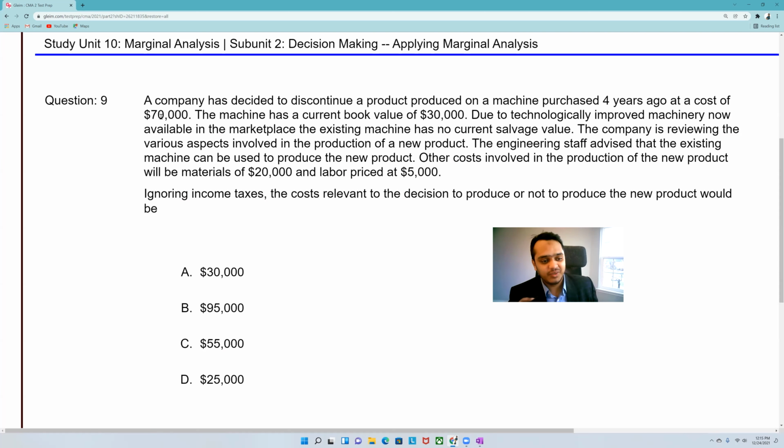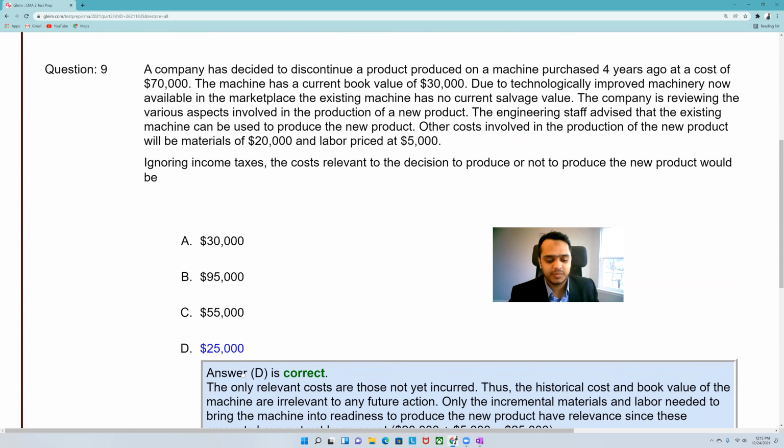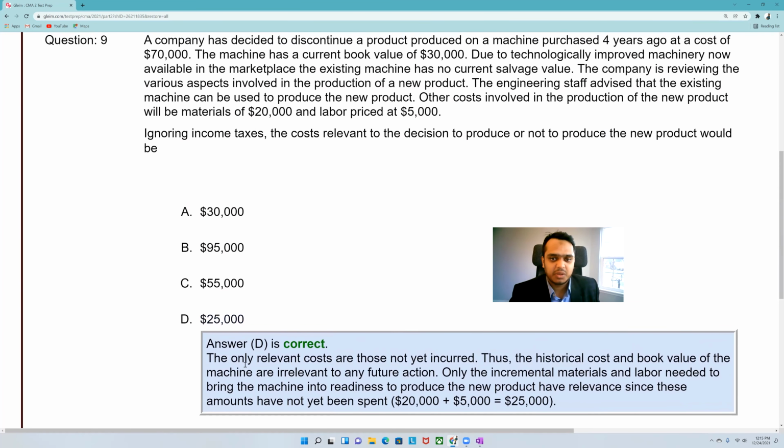The company is reviewing the various aspects involved in the production of a new product. The engineering staff advised that the existing machine can be used to produce the new product. Other cost involved in the production of the new product will be materials 20,000, labor 5,000. This is the relevant cost, 20,000 and 5,000. Is there a doubt here? 20,000 and 5,000. Yep, that's what is relevant.